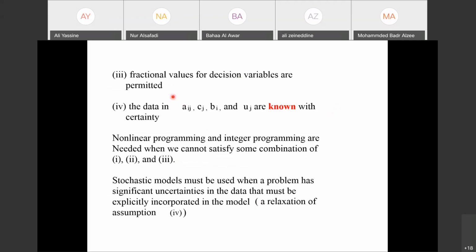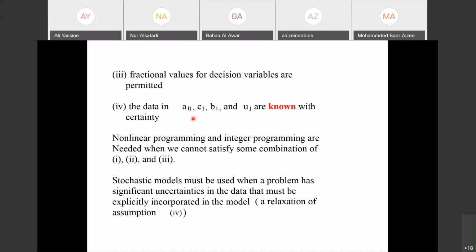Fractional values for decision variables are allowed. So if x1 equals 0.17 or x1 equals 7 over 12, it's fine. These fractional quantities are allowed. That means those decision variables are not restricted to integers. And if they are, then this becomes an integer program, which we will also visit later on in the semester. But for now, there's no such restriction on the values of these decision variables.